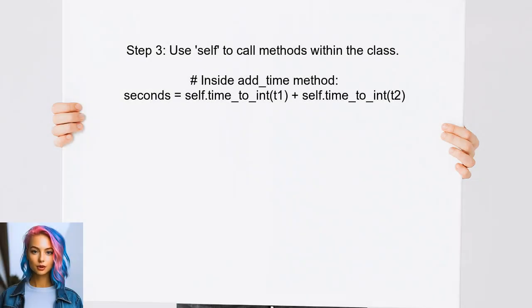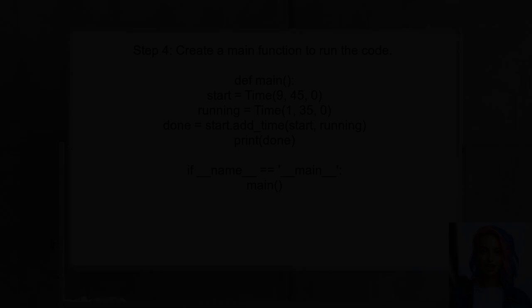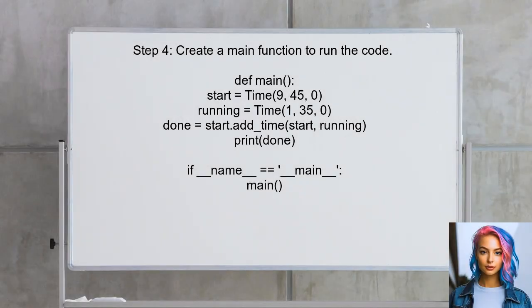Additionally, the user should ensure that the time_to_int and int_to_time methods are also called correctly. They need to use self to refer to these methods within the class. Finally, the user should implement a main function to encapsulate the execution of their code. This will help in organizing the code and ensuring it runs correctly.